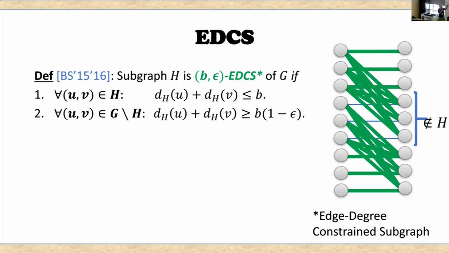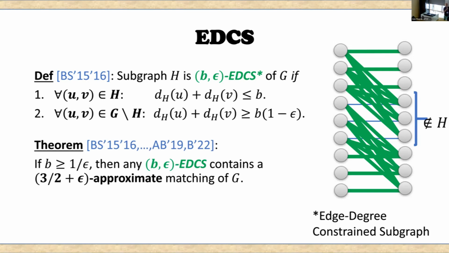And so for these horizontal edges, the sum of degrees of their endpoints is B, so we don't need to add them. And the fact that we don't add them screws us out of a third of the matching size. So what we have here is a 3/2 approximate sparsifier for this particular example. And the following theorem states that this is the worst example.